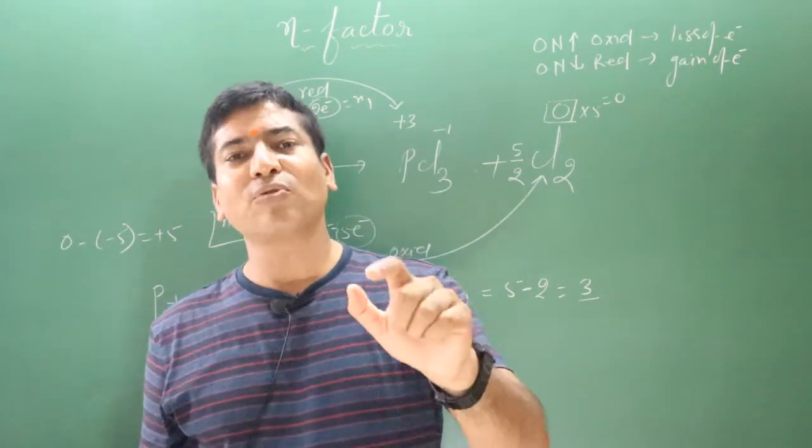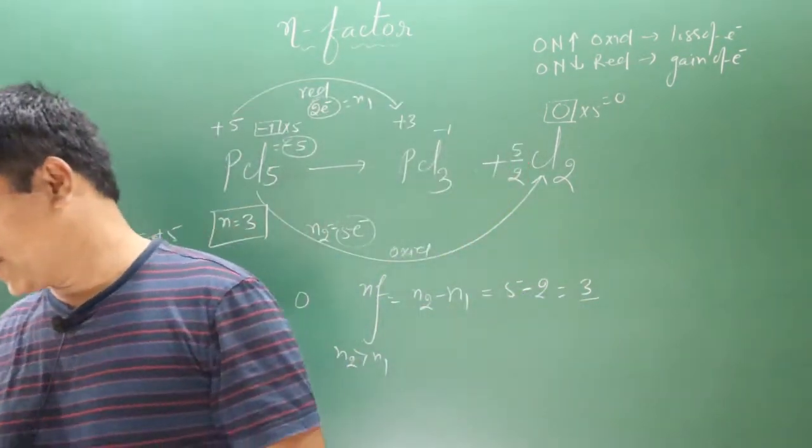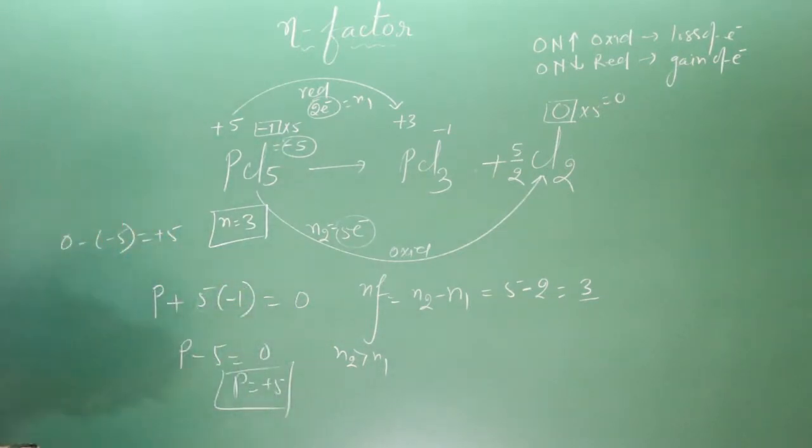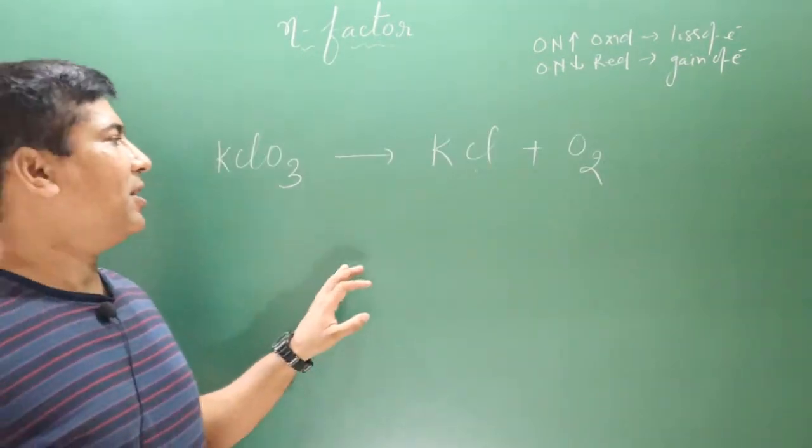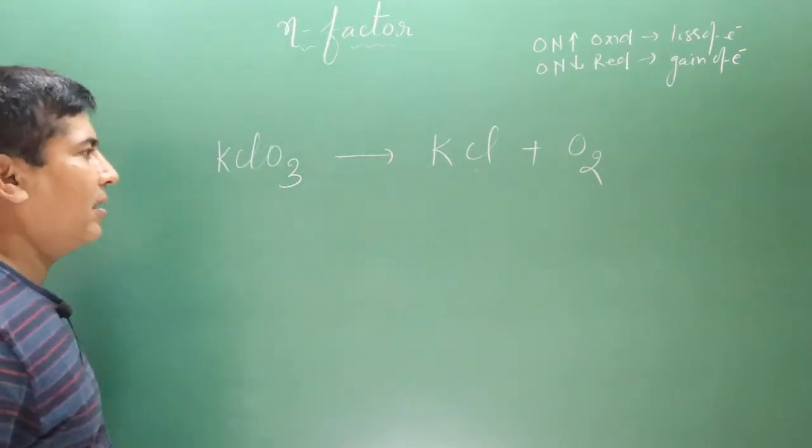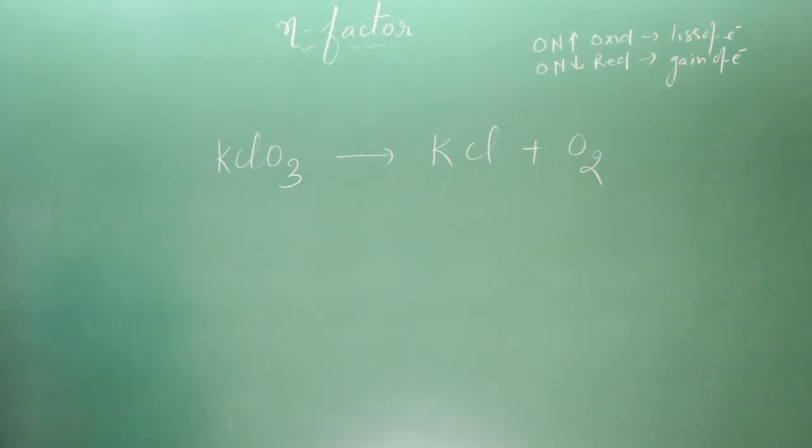In this case, how can we calculate n-factor values? Let me take more examples. The next redox reaction is given on the board. First we write down the oxidation number of each element.